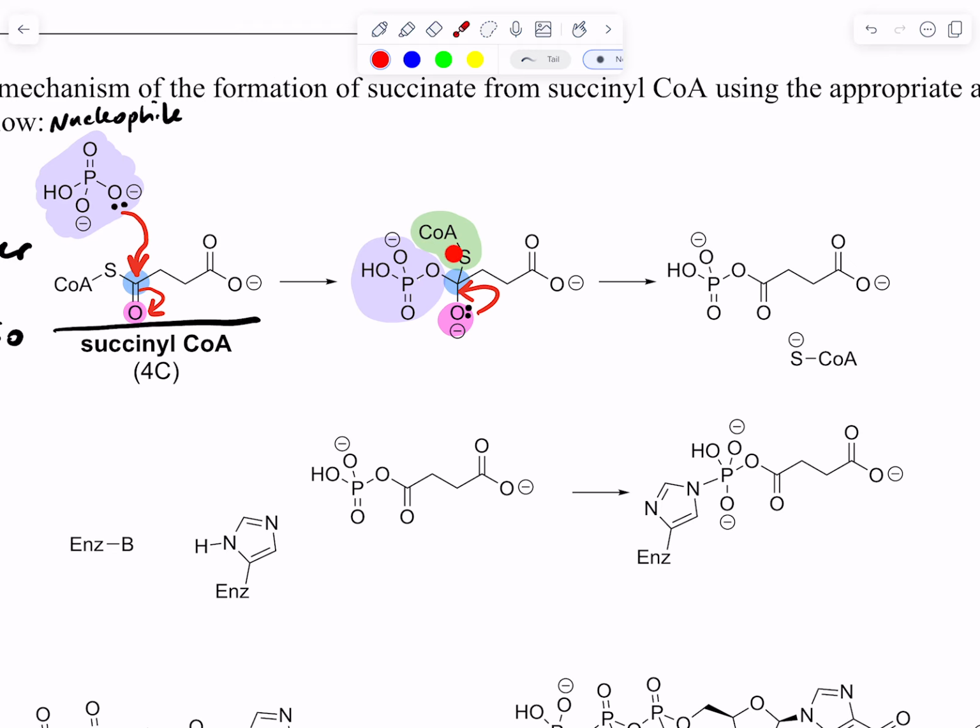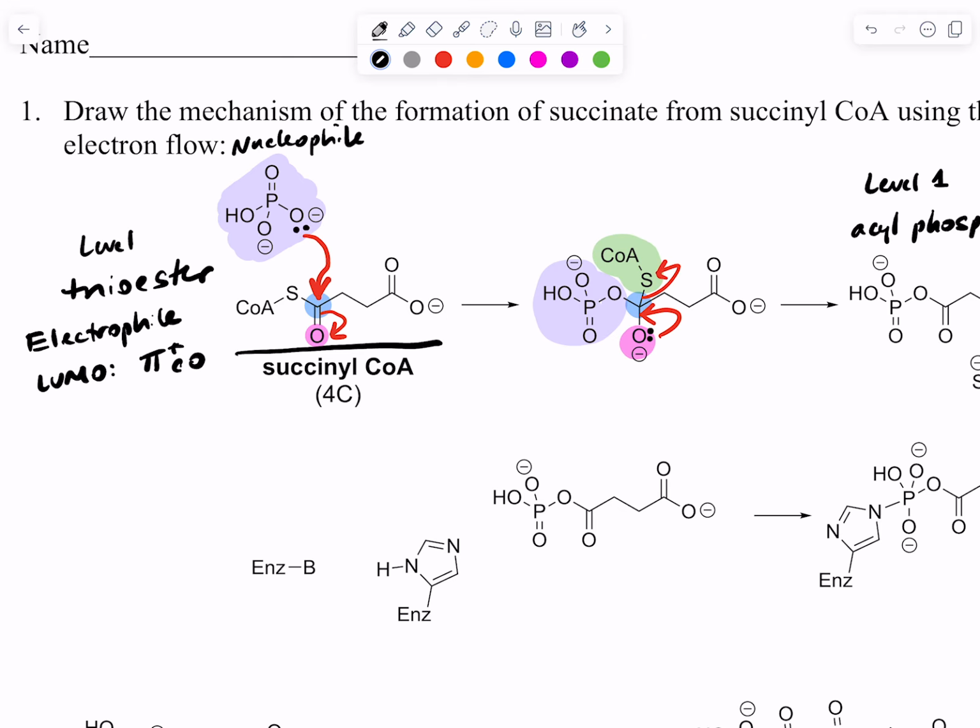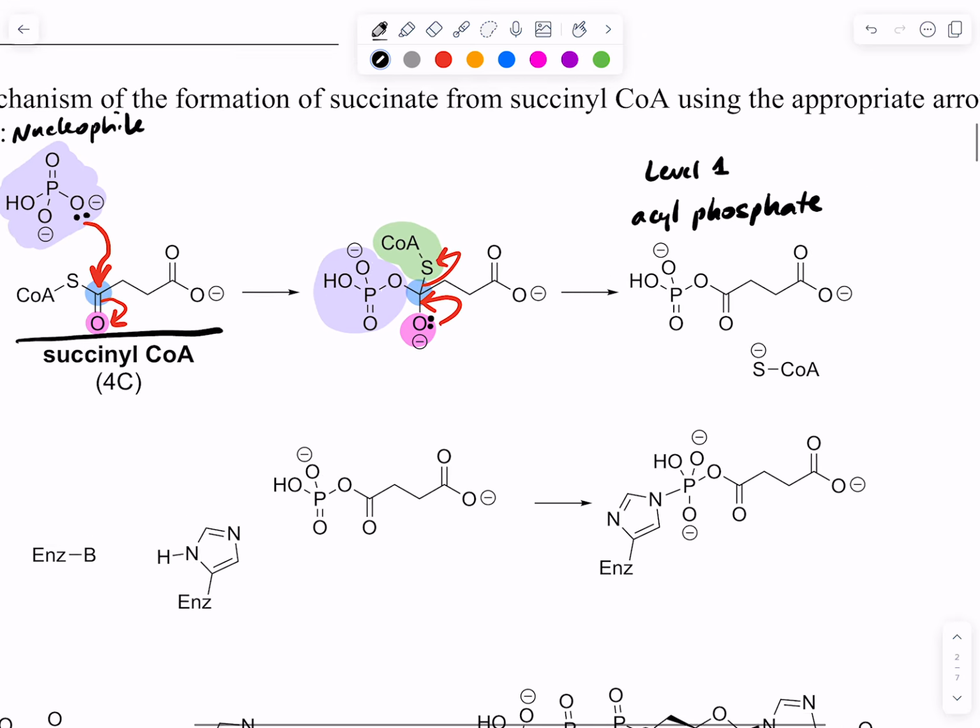Yeah, this one, but how can I tell? Because it's gone in the product, right? So that's how you can tell when a leaving group leaves. Look at the product and see if it's still there. Good. All right, so coenzyme A thiolate leaves. We now have converted our thioester to an acyl phosphate. This is the acyl phosphate group. And remember that acyl phosphates, like thioesters, are also level 1. So no big change in energy at this point.